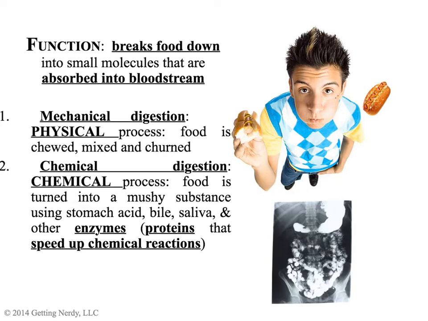Mechanical digestion is the physical process. This is where you are chewing, your stomach muscles are moving, they're contracting. This process is where food is chewed, mixed, or churned. Chemical digestion is more of a chemical process where the food is turned into a mushy substance using your stomach acid, your saliva, bile, and other enzymes, proteins that will speed up the chemical reactions. And you're going to see all this in the video at the very end.